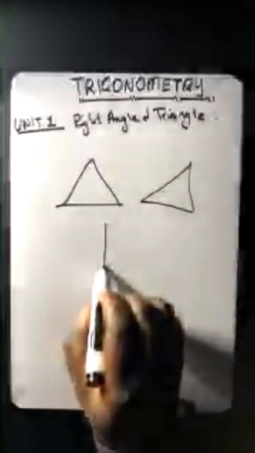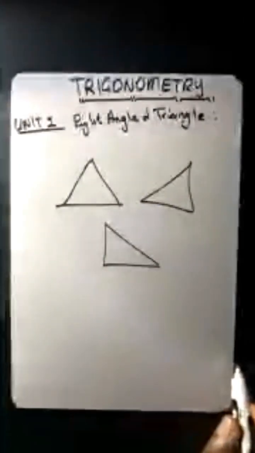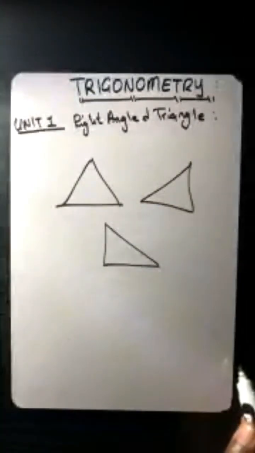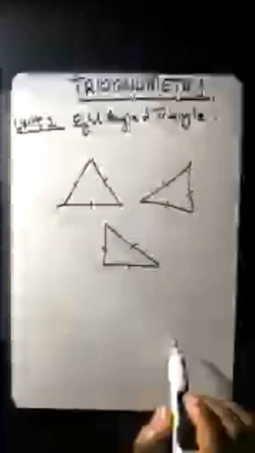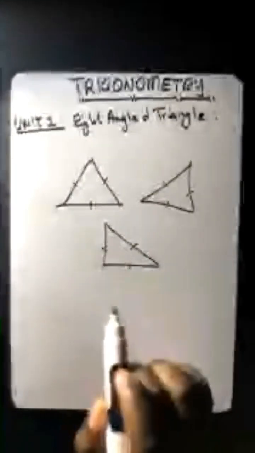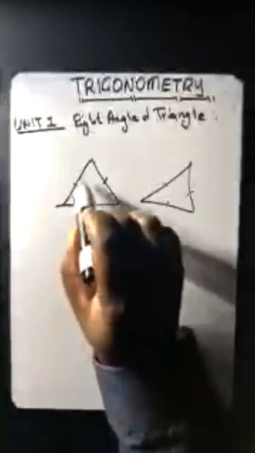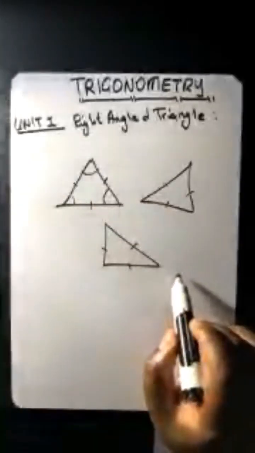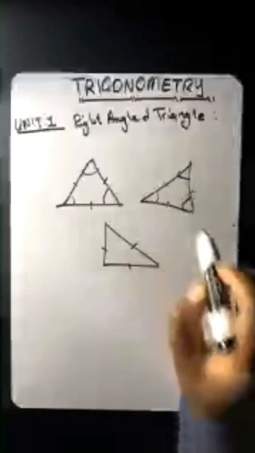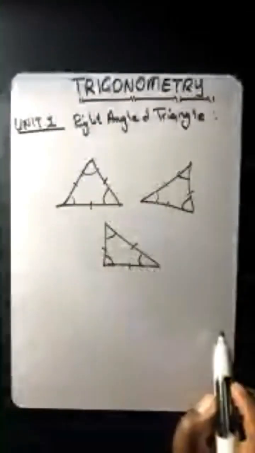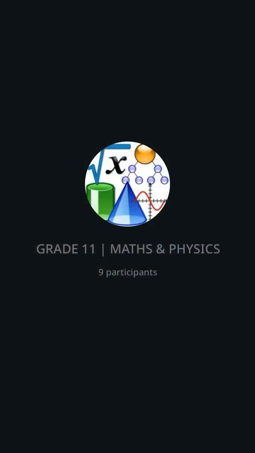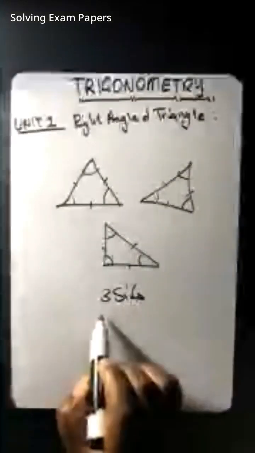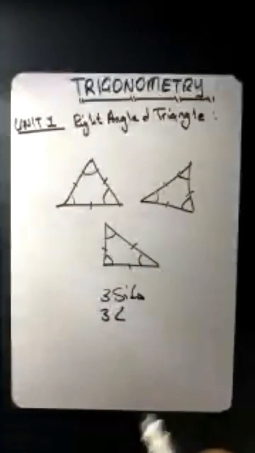This is a triangle. How do we know it's a triangle? Because it has 1, 2, 3 sides. That is what we call a triangle. Most importantly, it has angle, angle, angle. How many angles? 3 angles. So what makes up a triangle? It's actually 3 sides and 3 angles.